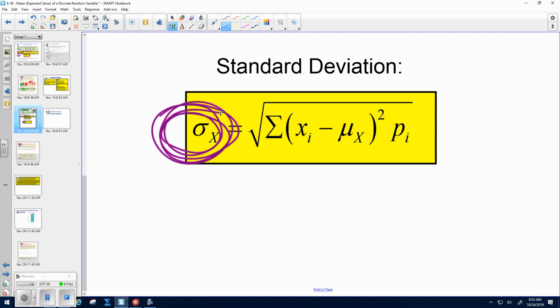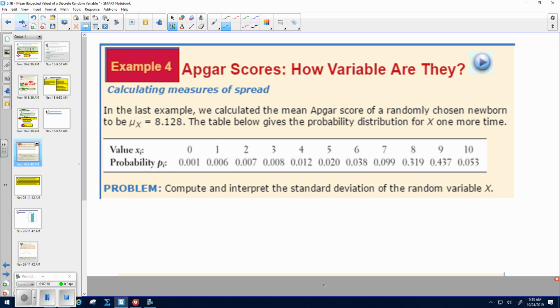All right, so same problem with our babies. Now we want to compute and interpret the standard deviation of the random variable X. So if you want to start with the standard deviation, then you would do a huge square root. Or if you start with the variance, you can square root at the end. I don't care, whichever way you want. But if you start with the variance, be sure you have a little squared right here, and then no square root, okay? So our formula is the data point, which is 0, minus the mean.